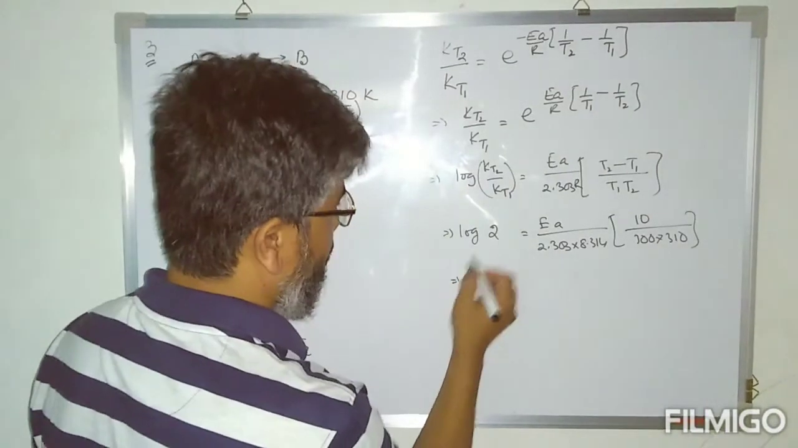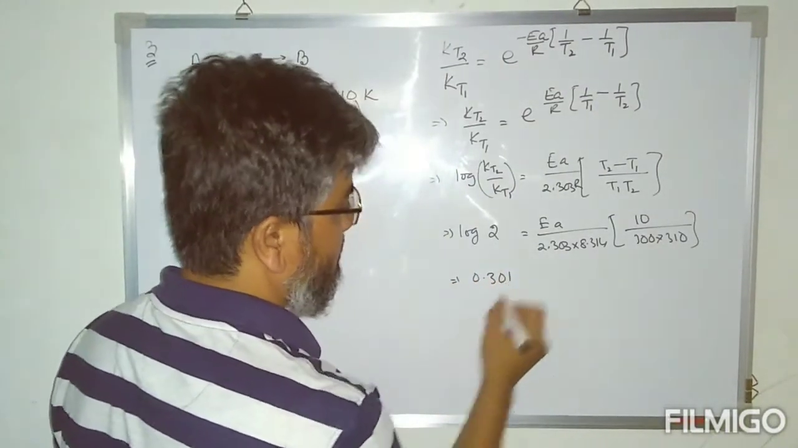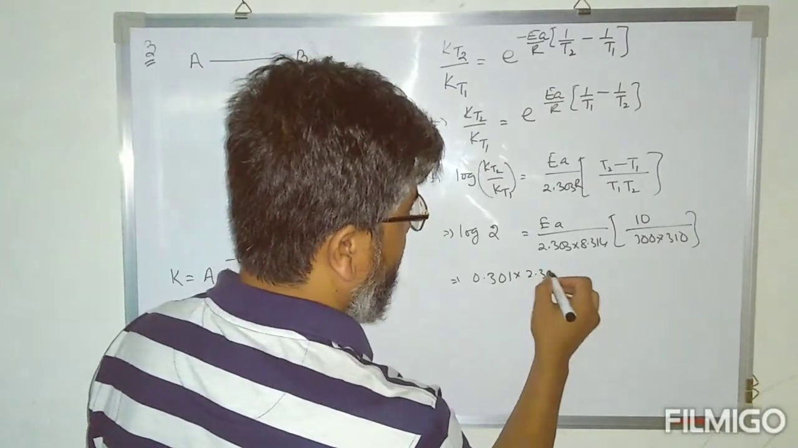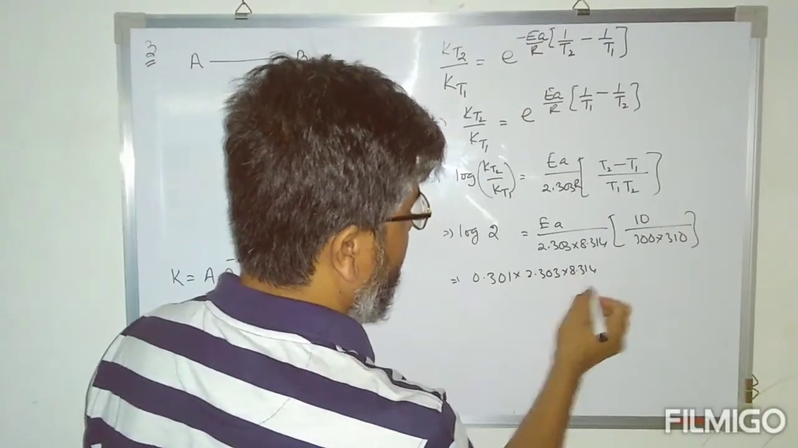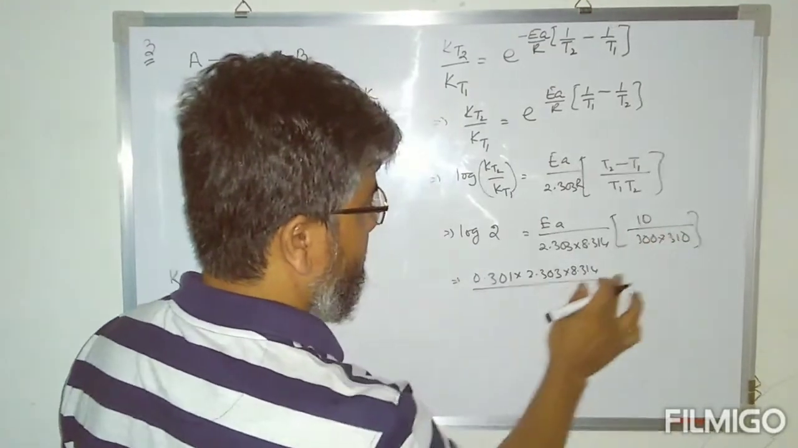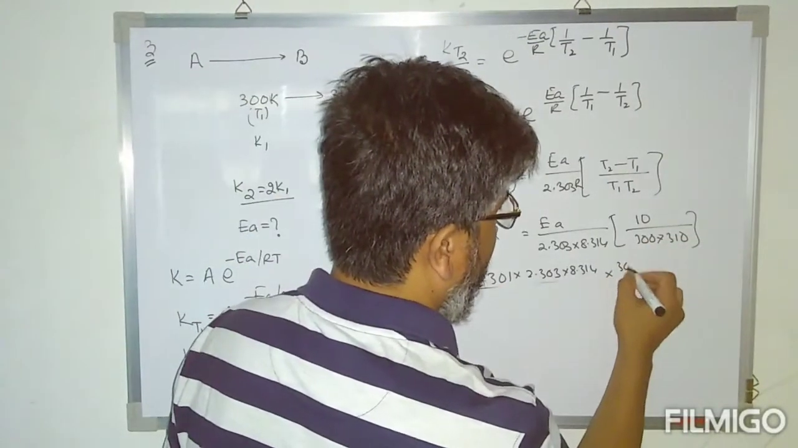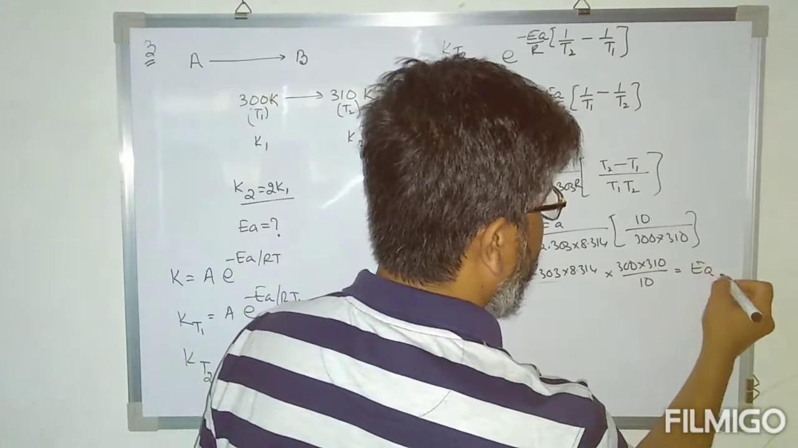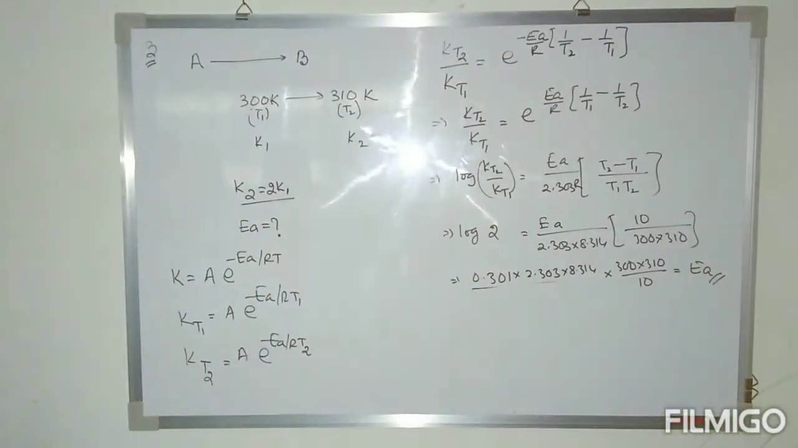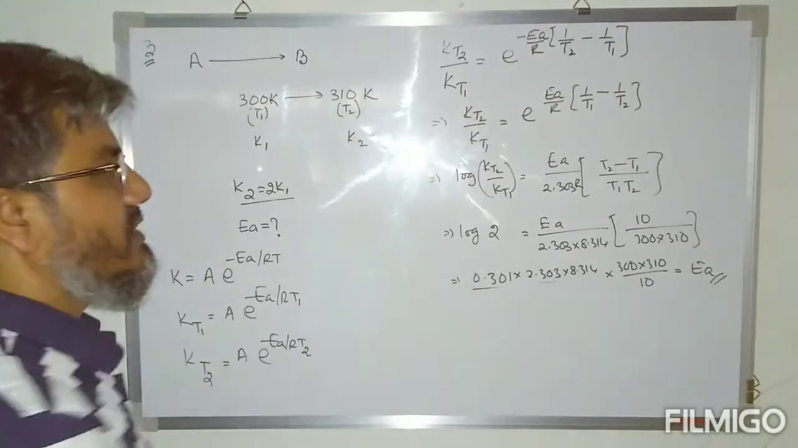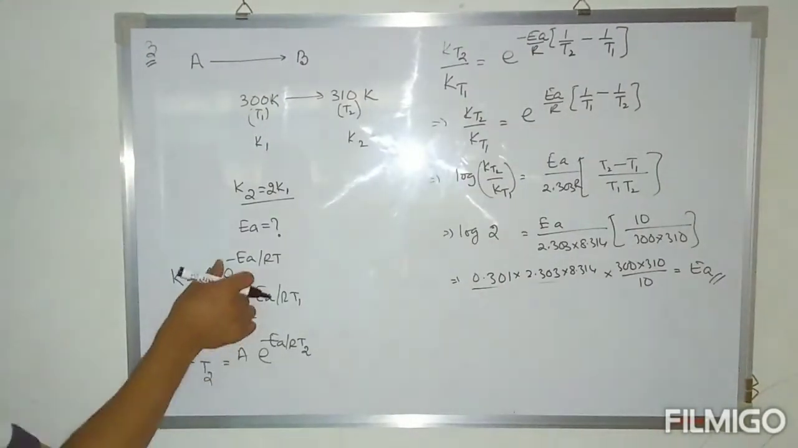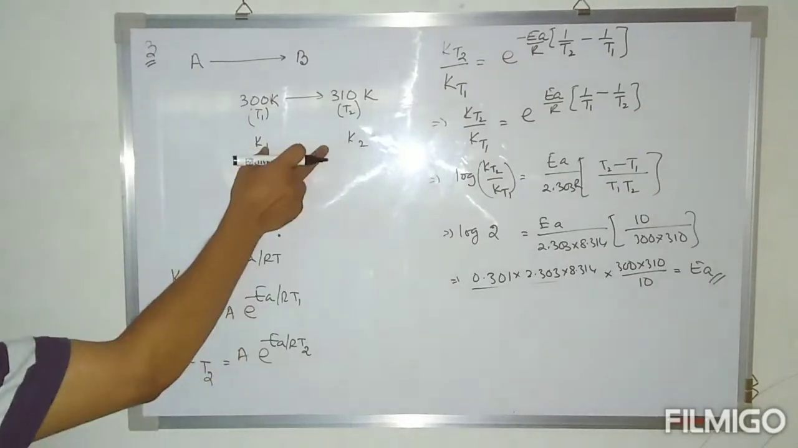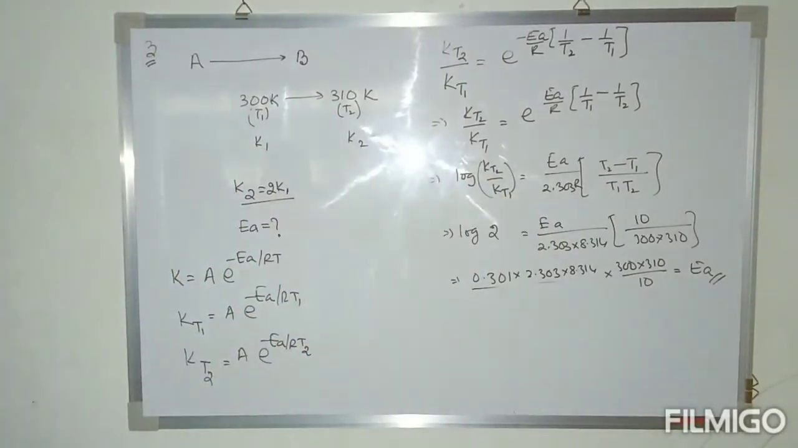So we have this log 2. Log 2 is 0.301, so EA is equal to 0.301 into 2.303 into 8.314 into 300 into 310, divided by 10. So this is equal to the value of activation energy. So by use of the Arrhenius equation we can solve this problem. K1 and K2 are given, temperatures are given, then you have to find the value of activation energy for the reaction. So this is one question.